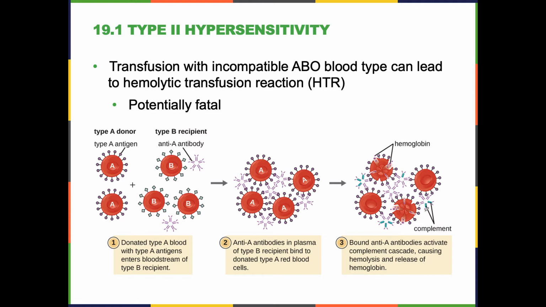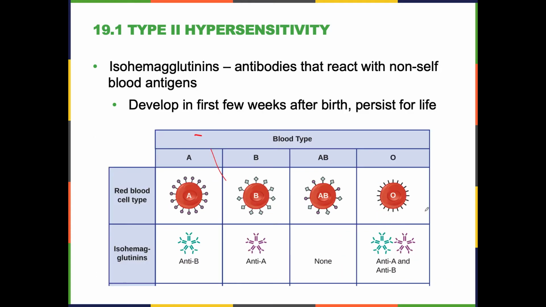Potentially leading to a lot of different problems. Okay, so this happens when you get the incompatible. So a fun game you should do is, if you are type A blood, type B blood, type AB, or type O, figure out who can be your blood donor.